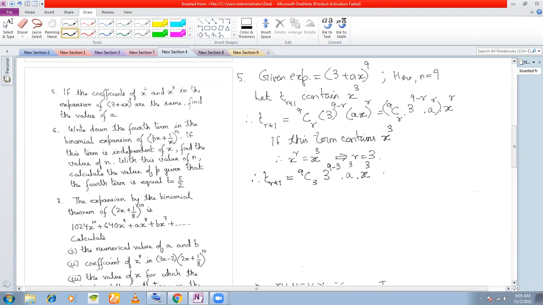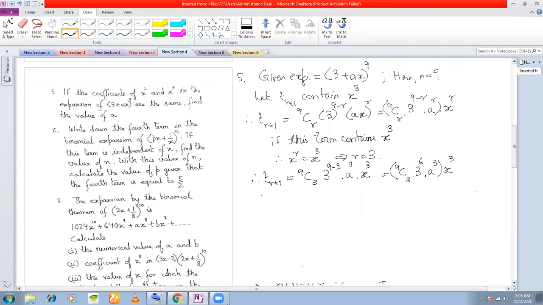So you get 9C3 into 3 to the power of 6 into a cube. This is the coefficient of x cube, right? So we have found out the coefficient of x cube. Now let's proceed to find out the coefficient of x square.